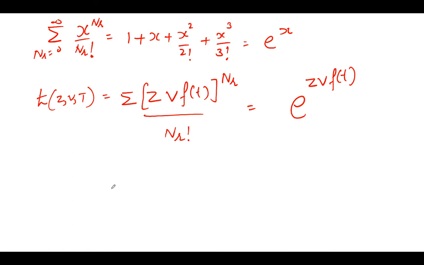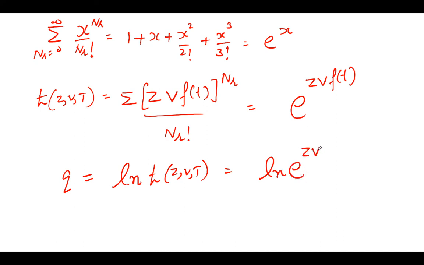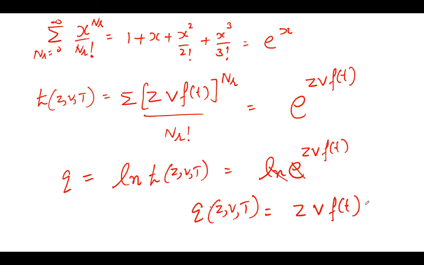So from this we can write the value of this Q. So Q we know is equal to log of the grand canonical partition function. So this comes out to be log of exponential of ZV into f(T). So this log and exponential get cancelled out, so the value of this Q potential is equal to ZV into f(T).